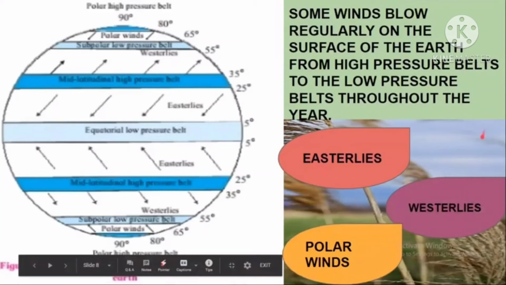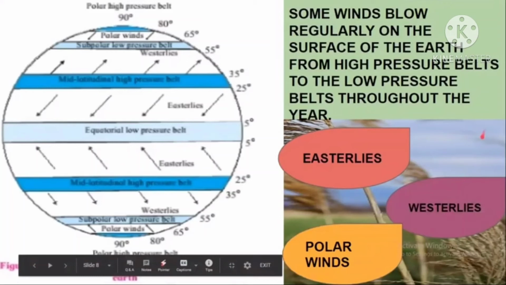Next one. Which planetary winds blow from the mid-latitudinal high pressure belts to the subpolar low pressure belts in the northern hemisphere? Answer is westerlies. Next question. Why is the direction of the polar winds not the same in both the hemispheres? Answer. Polar winds in the northern hemisphere blow from north to south and in the southern hemisphere blow from south to north.